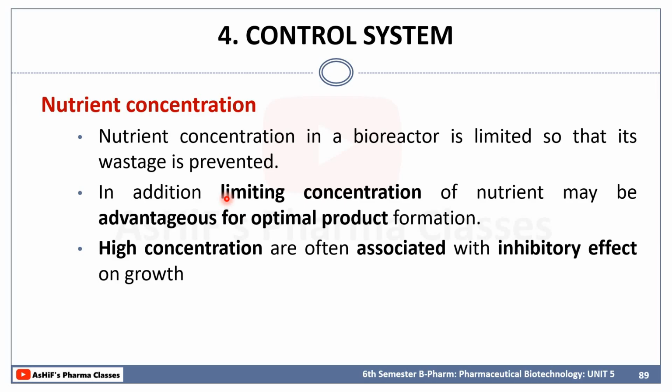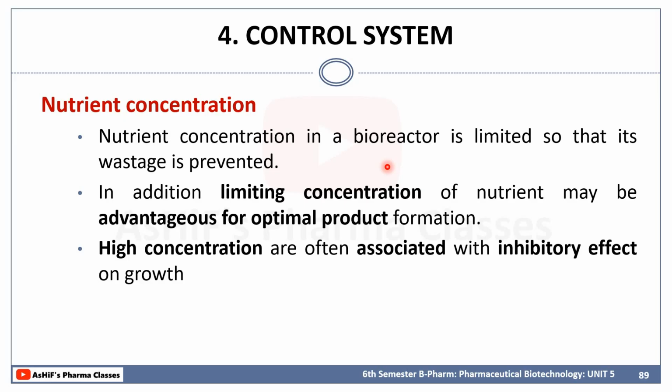Now nutrient concentration. As the fermentation progresses, sometimes the microorganism will use the nutrient and start producing metabolic end products. Metabolic end products will cause an adverse effect on the organism, and it will further decrease the production of the desired product. So by adding limiting concentrations, or by adding the required nutrients at specific times, we can control the product formation.